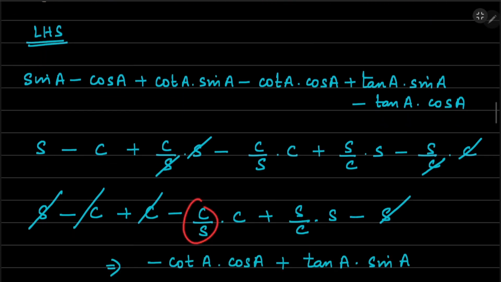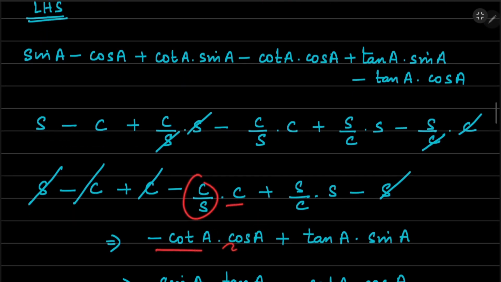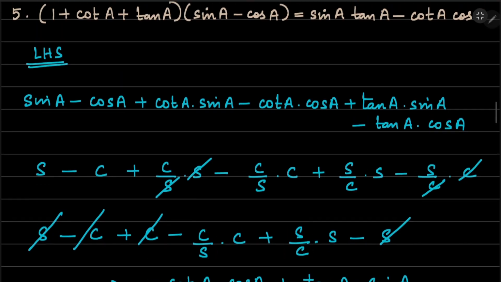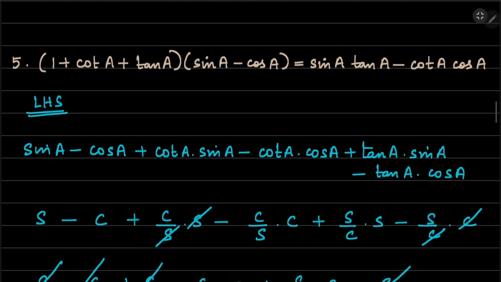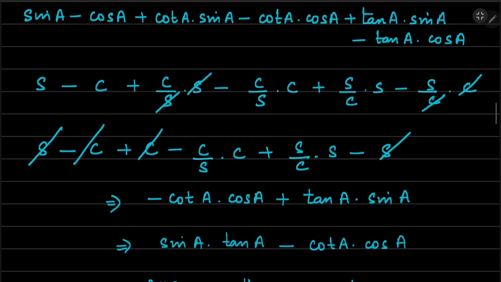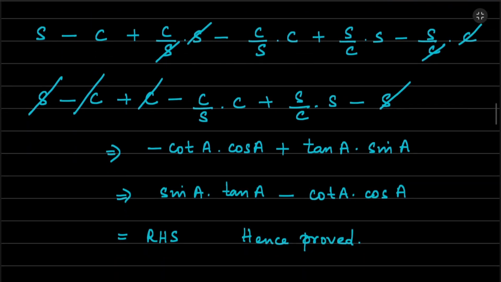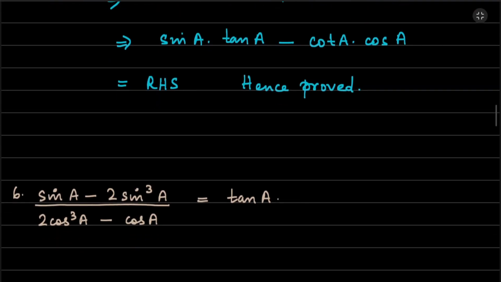So cos over sine is cot. Keep the cos as it is. Sine over cos is tan. Keep the sine as it is. So this is what you say RHS. Whenever you're proving anything, keep an eye on what you need in the RHS. What do you have to prove? That is something which you have to arrive at. I hope you understood.